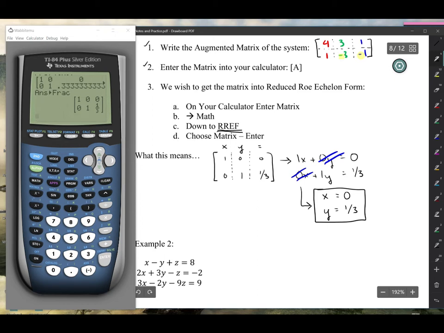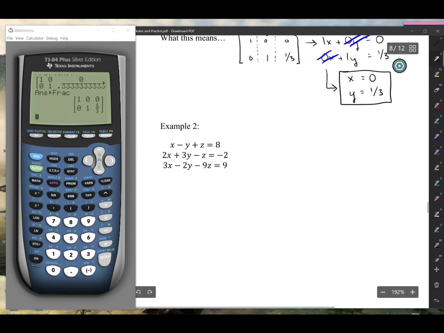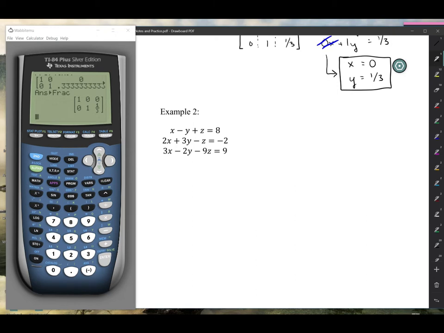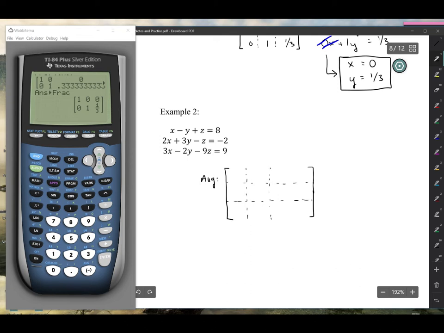RREF. Now, even better, we can use this for systems of 3 variables. So let's check this one out. First, I would like you guys to be writing the augmented matrix. And we are again going to put all the coefficients and all the numbers. This time, we need a 3 by 4. You don't have to draw the dashes, but I think they're helpful. So 3 by 4.